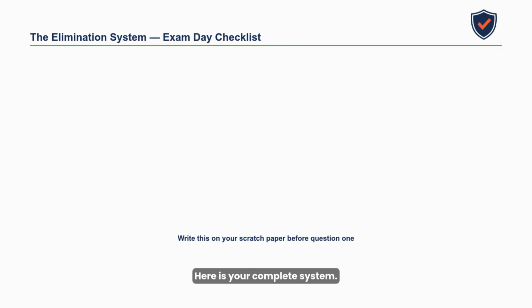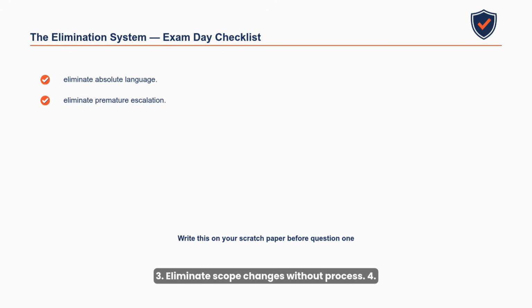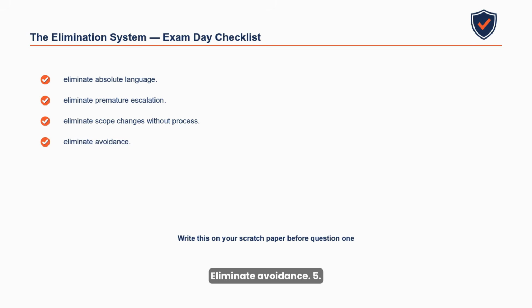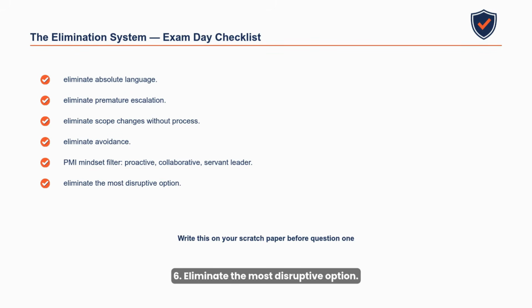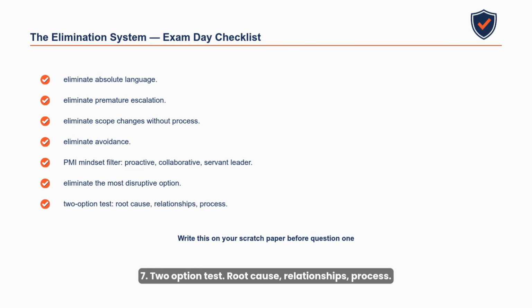Here is your complete system. Write these on your scratch paper in the first 5 minutes before questions begin. 1. Eliminate absolute language. 2. Eliminate premature escalation. 3. Eliminate scope changes without process. 4. Eliminate avoidance. 5. PMI mindset filter: proactive, collaborative, servant leader. 6. Eliminate the most disruptive option. 7. 2-option test: root cause, relationships, process.